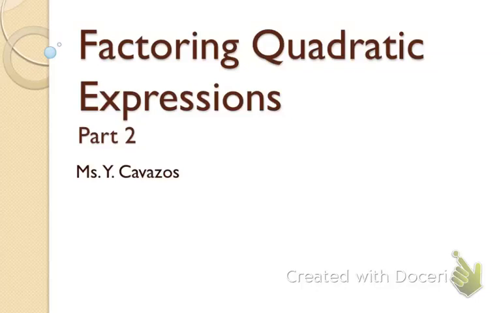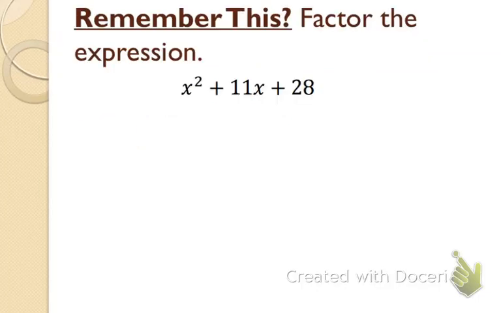Factoring quadratic expressions, part 2. What I'm going to do first is go over an example of how to factor a quadratic expression when we have our a equal to 1. So, what do I mean by a? Remember, this is the value in front of your x squared term is your a, this is your b, and of course this is our c. So right now we're dealing with the coefficient of the x squared term is 1.